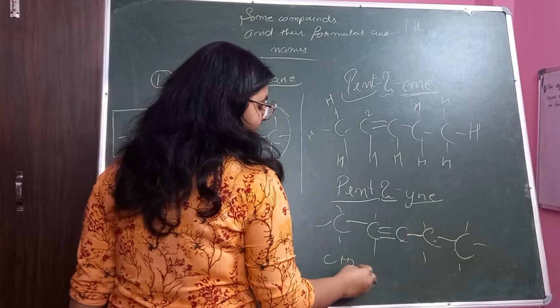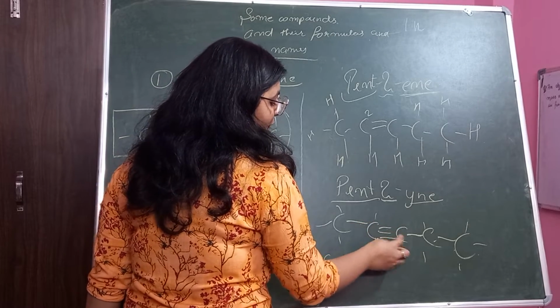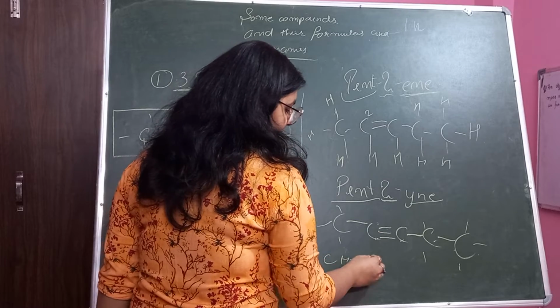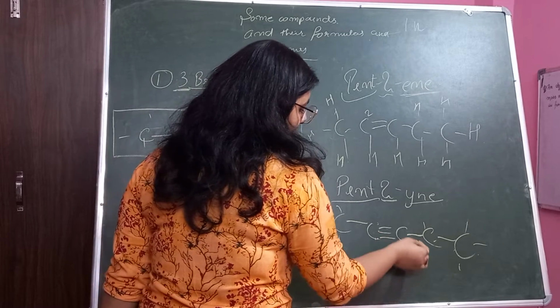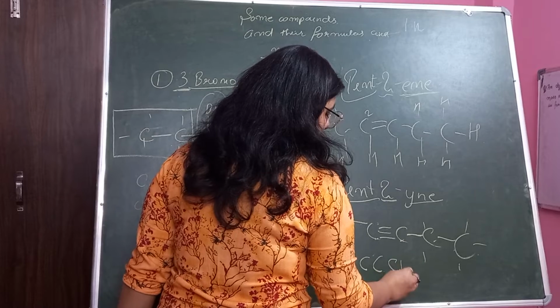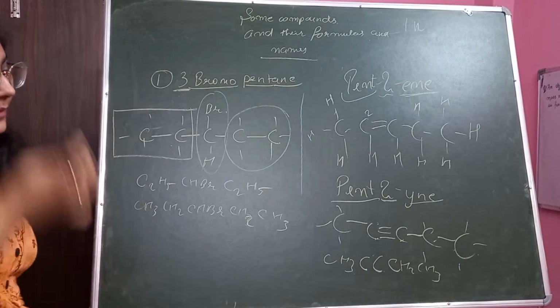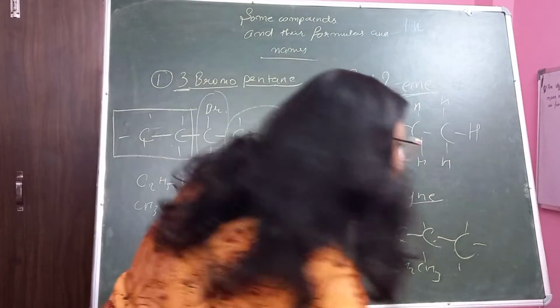What will be the formula? CH3, then 1, 2, 3, 4. So here no hydrogen is needed on the triple-bonded carbons. CH3, C, again C, then CH2, CH3. So this way you have to write. I think that must be clear, right?